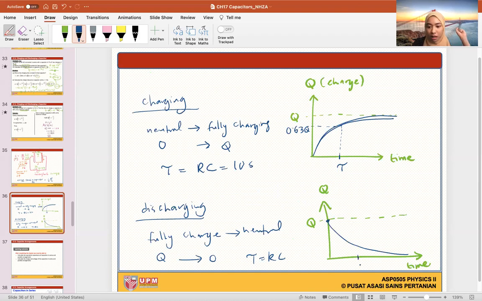And at time t equals tau, or at the time constant, my capacitor should have 0.37, I think, 37% of the maximum charge that it can take. So if my capacitor has a maximum charge of 100 charges, then at the time constant, when I am discharging the capacitor, I will have 37 charges left. Okay.